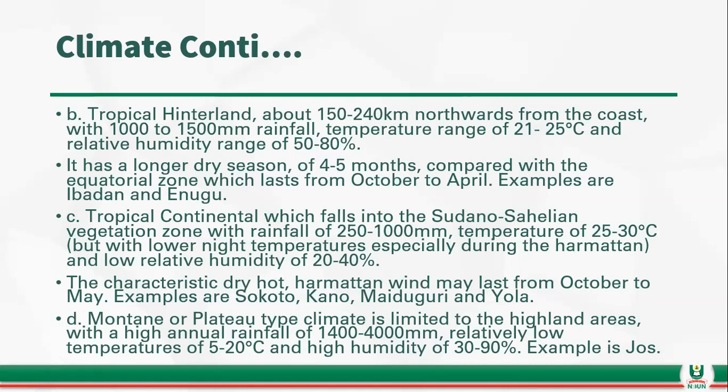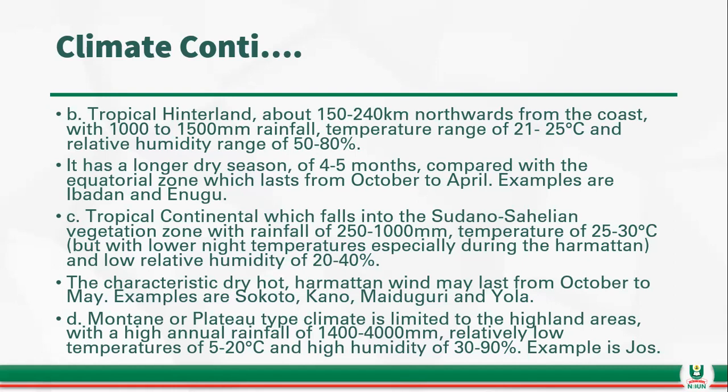And the relative humidity here is lower, within 50 to 80%. So this region has a longer dry season, of sometimes 4 to 5 months compared with the equatorial zone, which lasts from October to April. And examples of this region include Ibadan and Enugu. So now, after this tropical hinterland, we have the tropical continental.